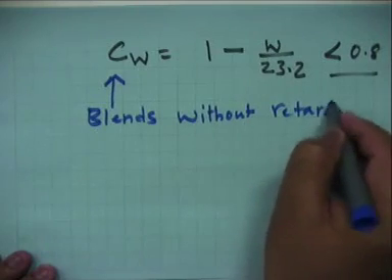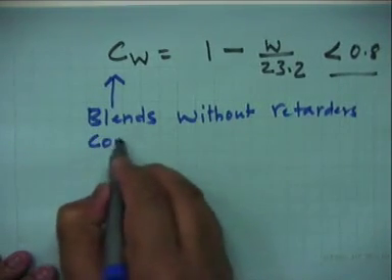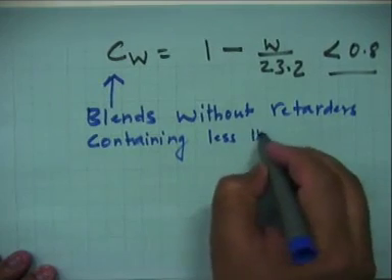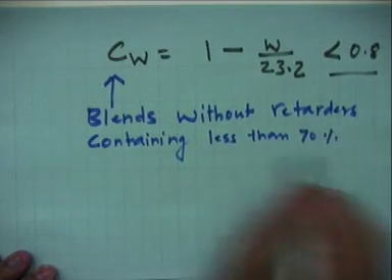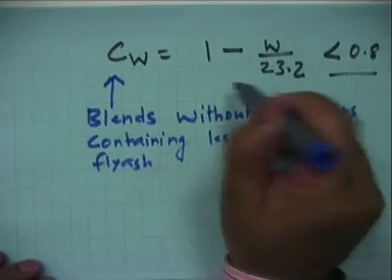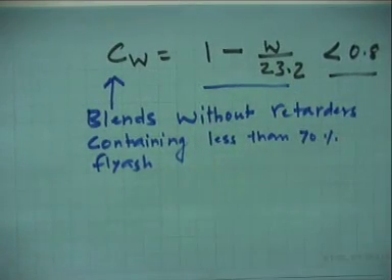retarders containing less than 70% fly ash. So, for this case you use this expression to calculate CW, 1 minus W by 23.2, and it has to be not less than 0.8. Likewise, for different types of blends, this value of CW varies, and accordingly you can calculate CW for different types of cement.